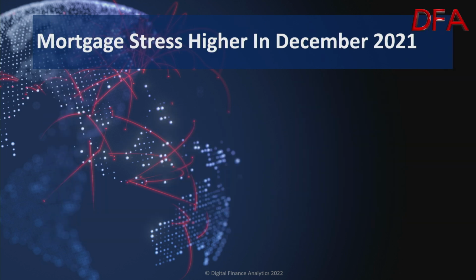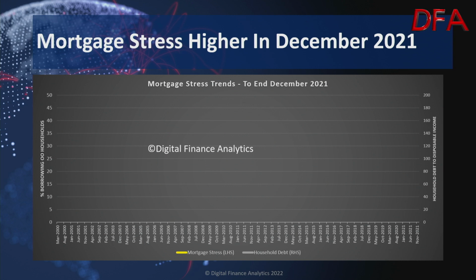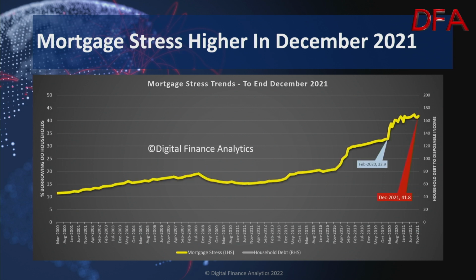Okay? Now, mortgage stress, the first thing to say is that this is to the end of December or just early January, as I said. So mortgage stress actually went up. 41.8% of households are now registered in cash flow terms in mortgage stress. That was up from last month. And you can see that there's been quite an acceleration before, pre-COVID, February 2020 at 32.9.